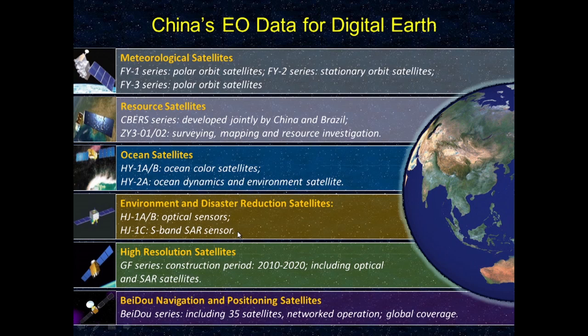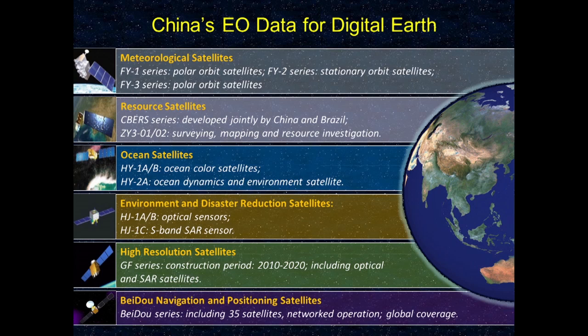Disaster satellites, because China faces a big challenge from natural disasters. Say, every springtime, North China has drought disasters. Every summertime, there are flooding disasters. So already we have formed the 4 series of satellites.